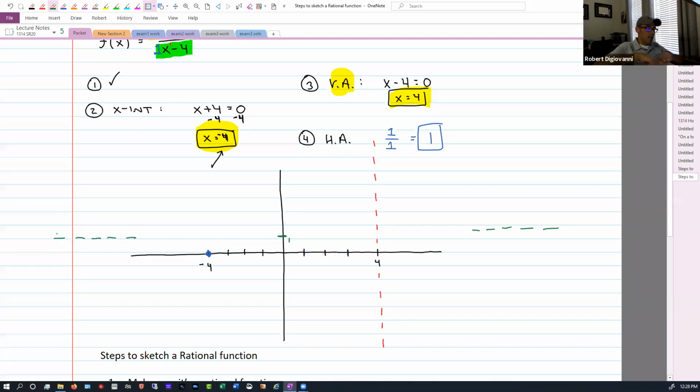Notice I'm not putting a dotted line across the middle. And the reason I'm not doing that is because the horizontal asymptote ends. It tells you nothing about what's happening inside. So just draw it out to the ends.